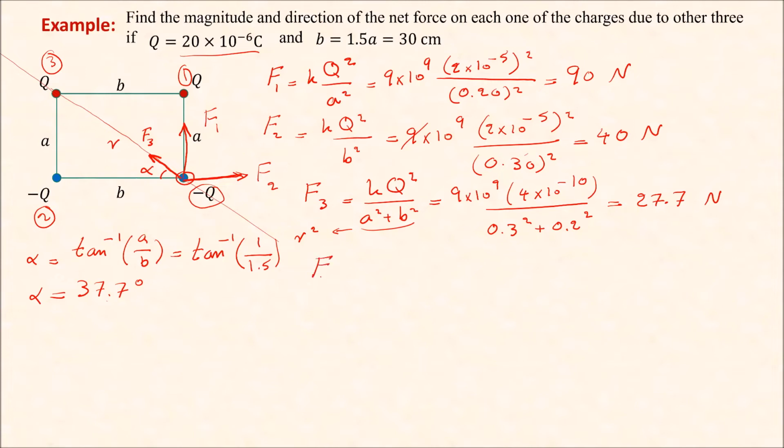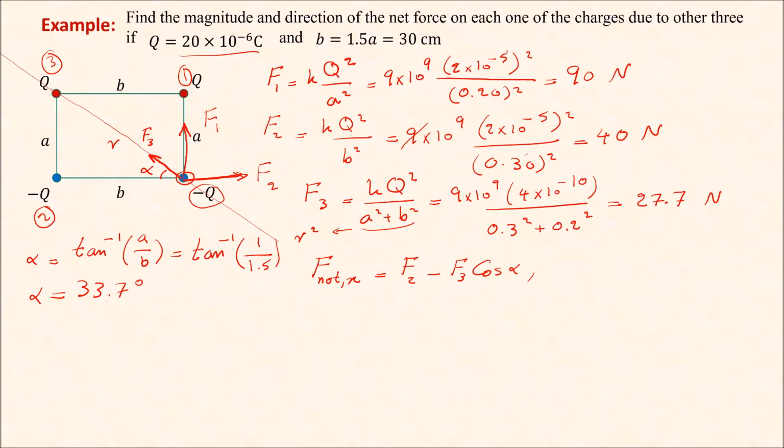So what is F net X? F net X is the sum of all the X components. F1 doesn't have an X component. F2 has an X component the same as its magnitude. And F3 has an X component that's negative, and it is the magnitude of F3 times cosine of alpha. Professor, I think I calculated alpha wrong. It's supposed to be 33.7. Yeah, I thought so. 33.7, I think that's correct.